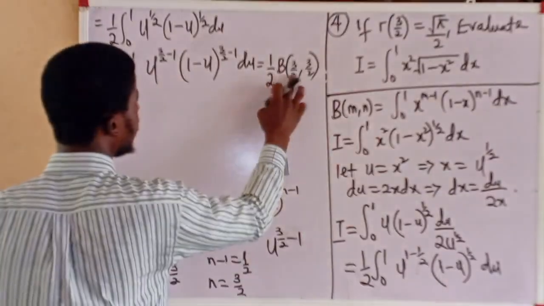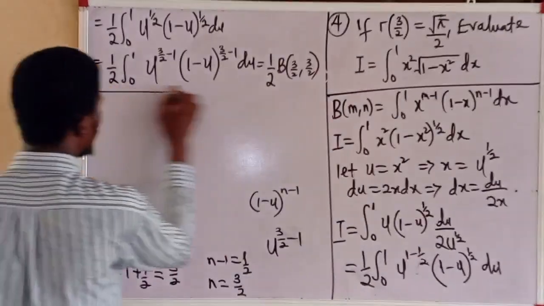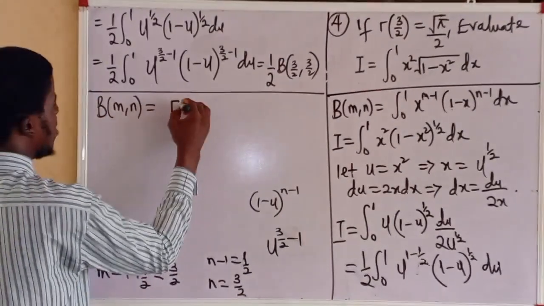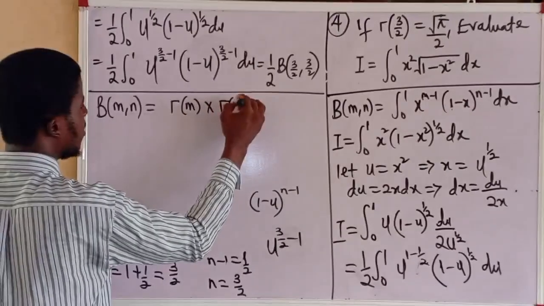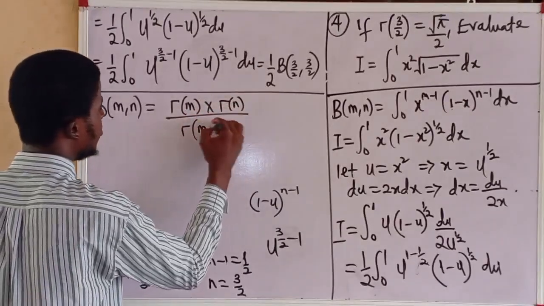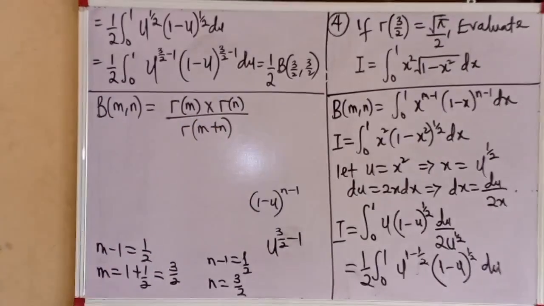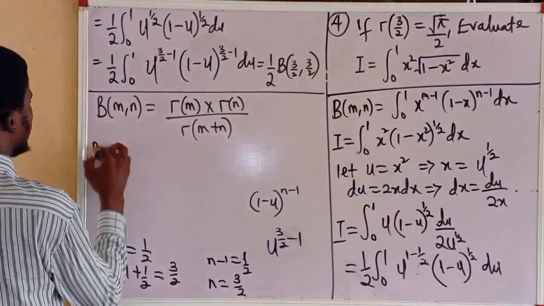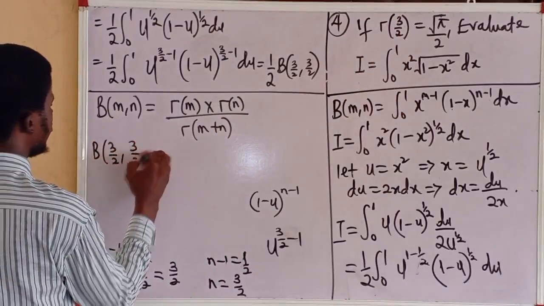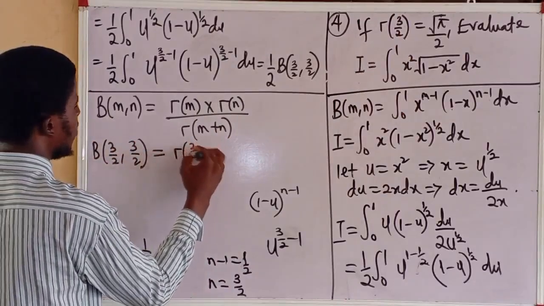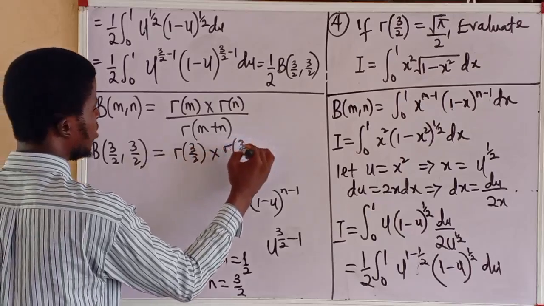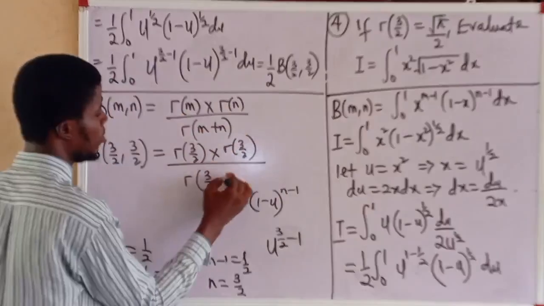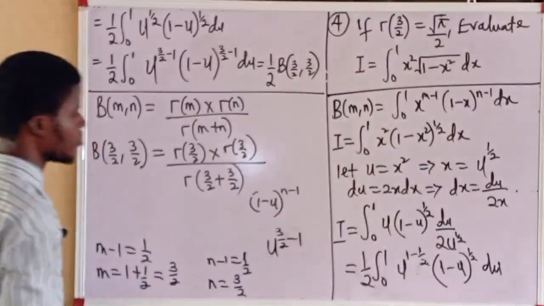So what is beta of 3 over 2 and 3 over 2? Remember what I gave just now. I said beta of m and n is gamma of m times gamma of n all over gamma of m plus n. So beta of 3 over 2, comma 3 over 2 is equal to gamma of 3 over 2 times gamma of 3 over 2, divided by gamma of 3 over 2 plus 3 over 2.